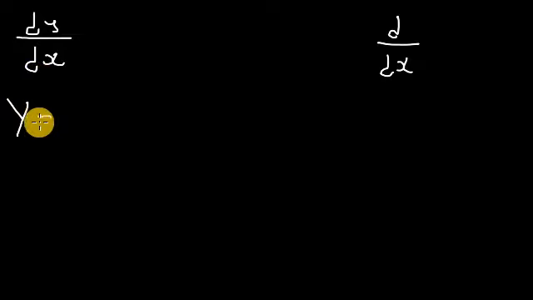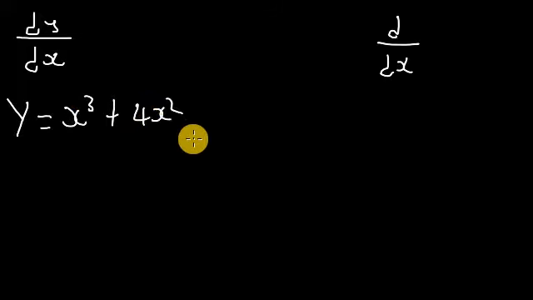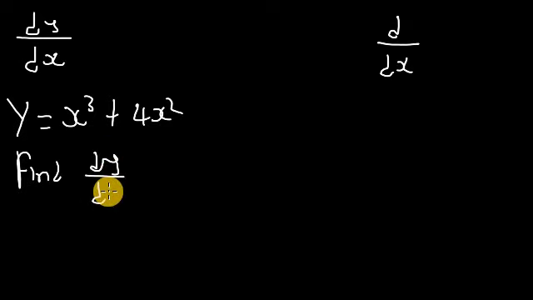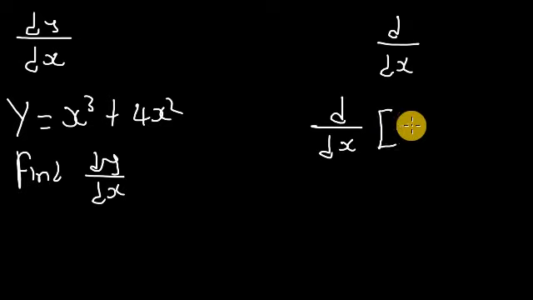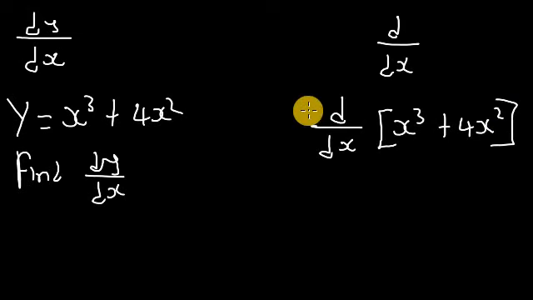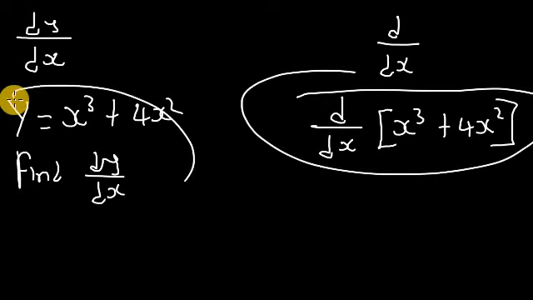Let's say I have a function y equals x cubed plus 4x squared, and the question says find dy/dx. What does that mean? And let's say you have another problem of the form d/dx of (x cubed plus 4x squared). What is the difference between this and this?